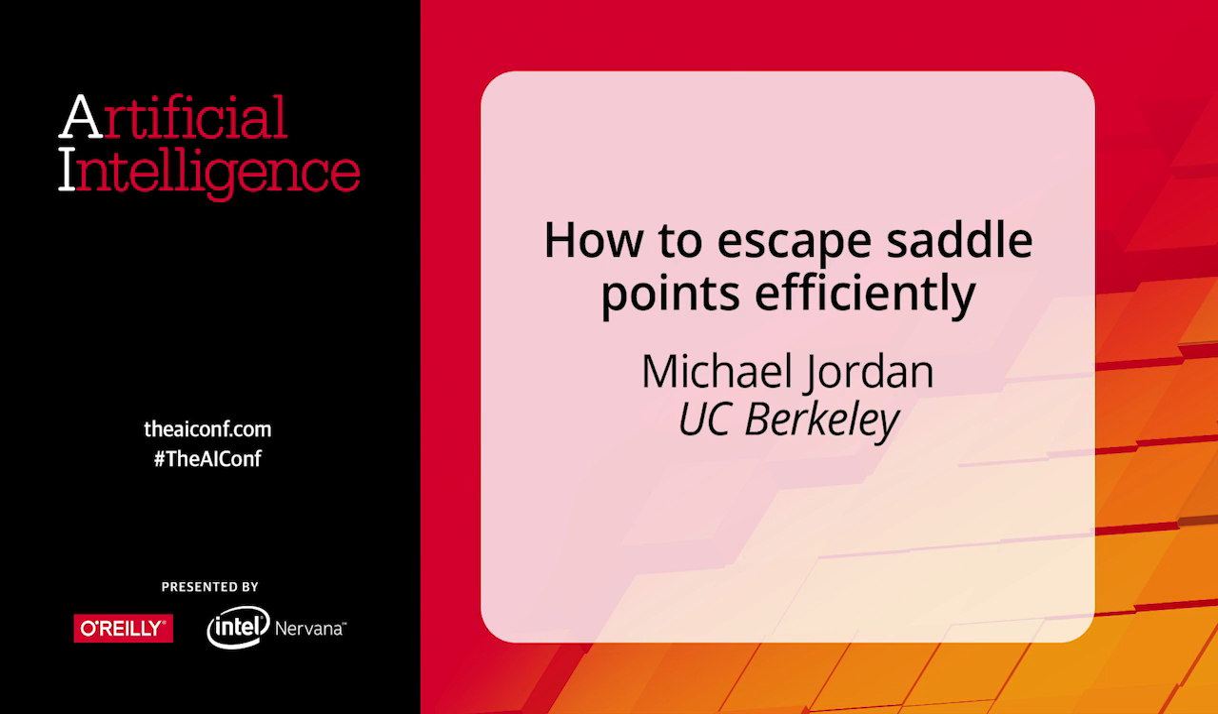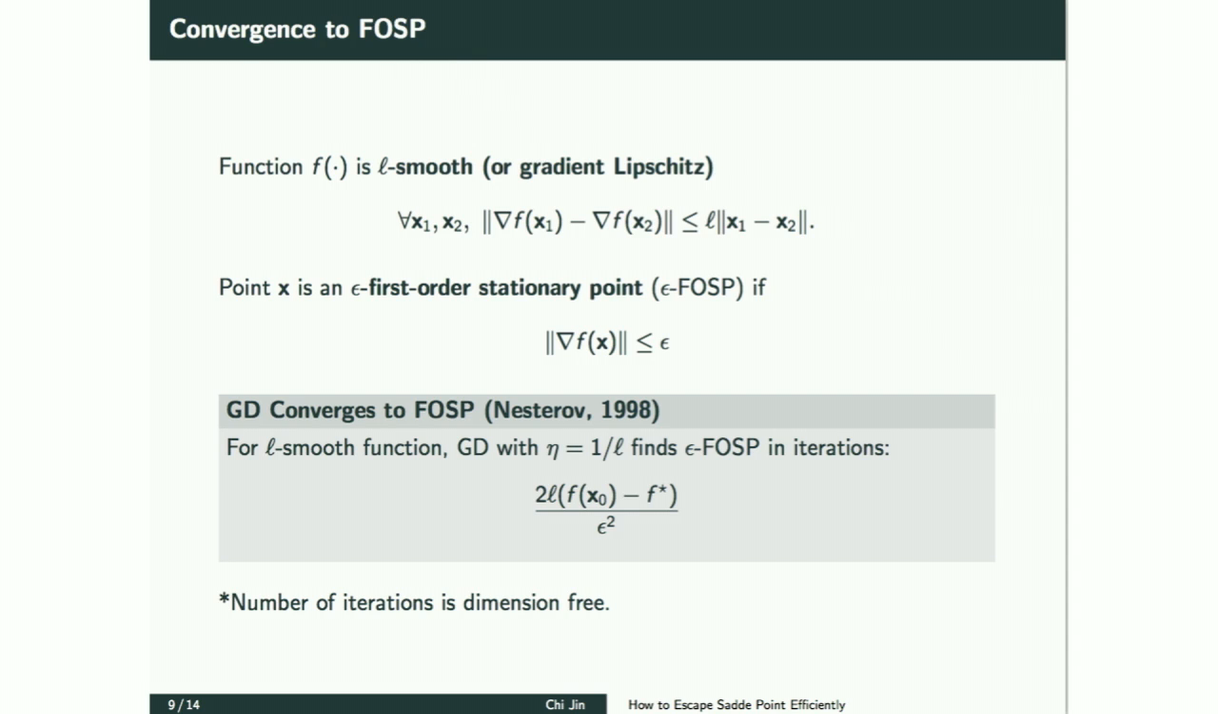So here is the theorem. It's due to Nesterov on just first-order stationary points. Let's assume that we have a gradient Lipschitz function. If you know some mathematics, you'll recognize that the gradient doesn't change very much between points x1 and x2.